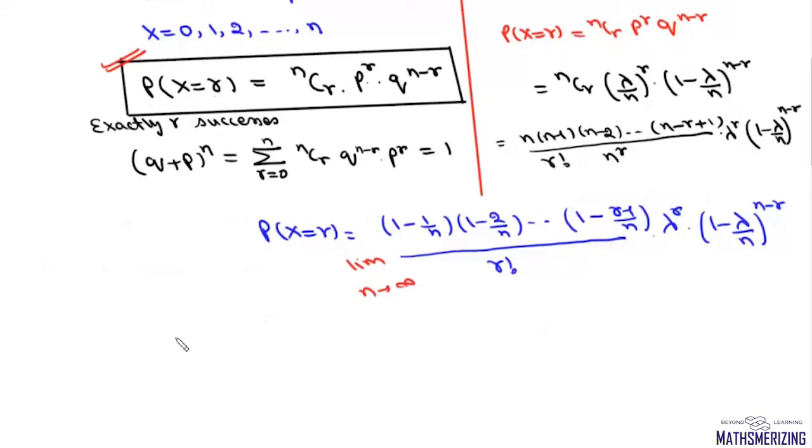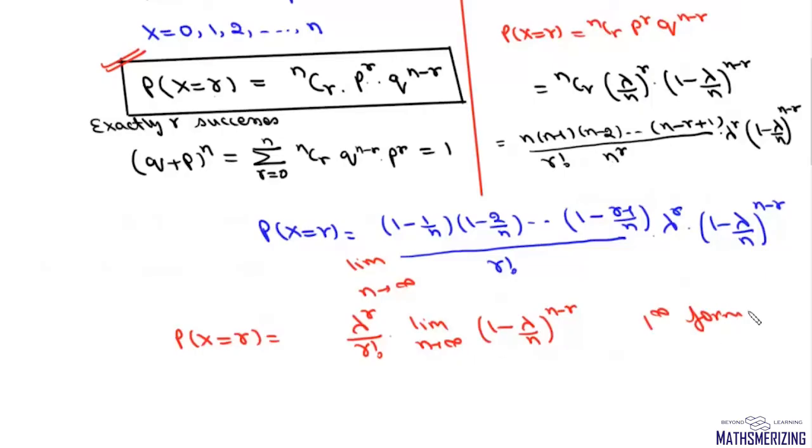n tends to infinite. Now in this case, we can write P(x = r) as, now if we take n tends to infinite, this is 0. So it'll be 1 into 1 into 1, n times. So it'll be simply 1. So we can write this as lambda to the power r upon factorial r, and then we have this limit n tends to infinite (1 minus lambda by n) to the power n minus r. Now we check its form. This is 1 to the power infinite form.